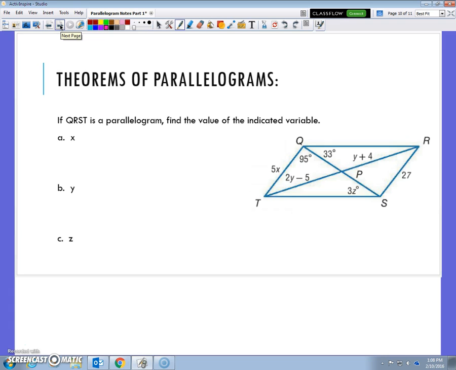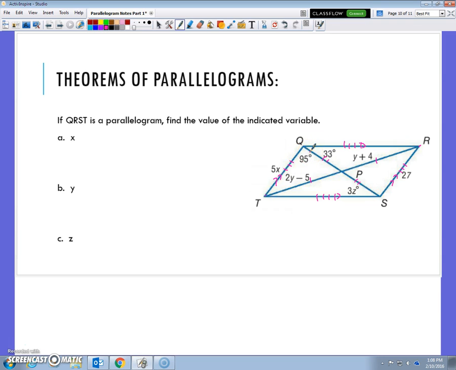So once again, I have QRST as a parallelogram, so that guarantees me that this is parallel to this. This is guaranteed to be parallel over here. And it says find the indicated variable. These appear to be diagonals, so once again, I can mark these as being the same length. I can mark these as being the same length. I know that these guys across from one another are the same length, and these guys across from one another are the same length. I even know that this entire measure is equal to this entire measure, but I'm going to come back to that in a second.